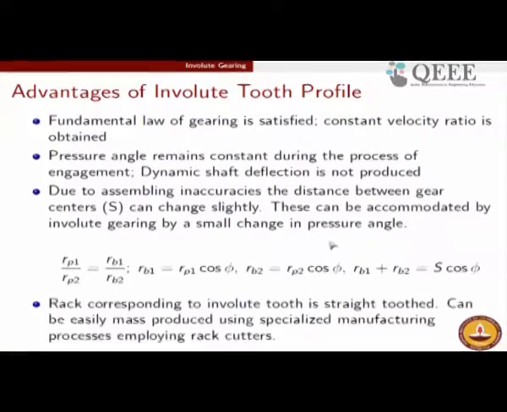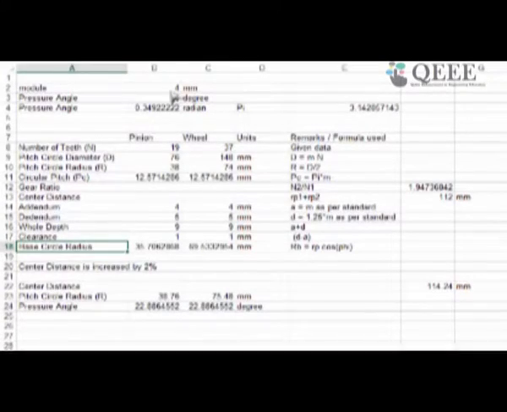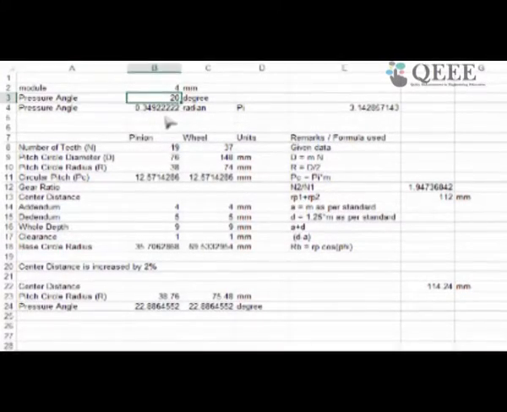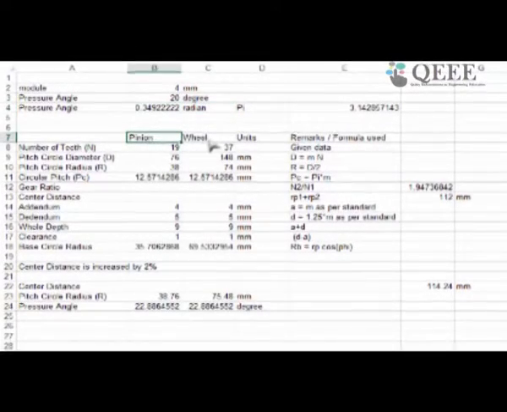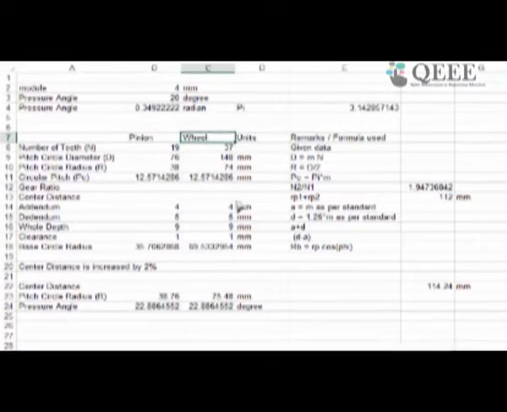So what I have done is I have made an Excel sheet. Here is the module, 4 mm, and the pressure angle is 20 degree, which in radians is approximately 0.35 radian. So this is the data for the pinion and this is the data for the wheel.